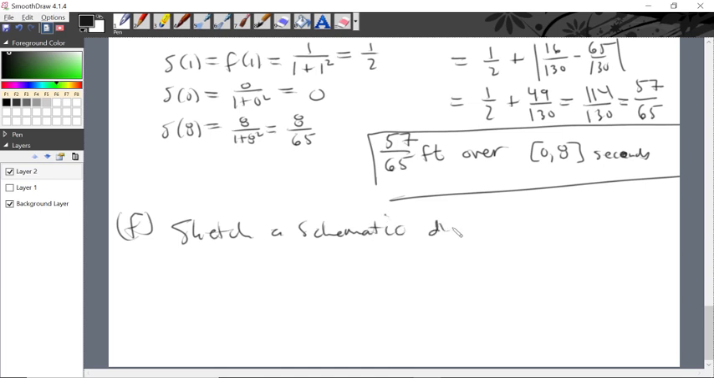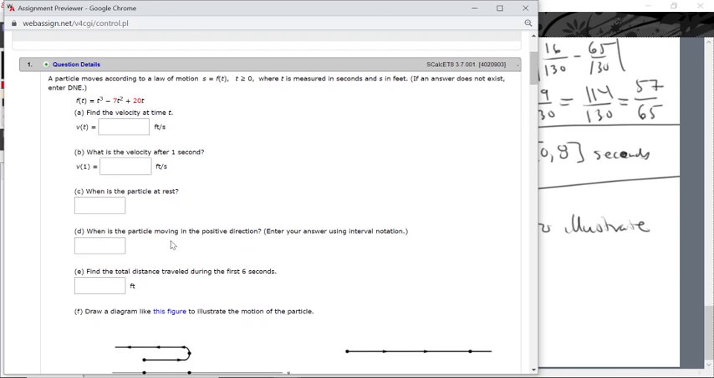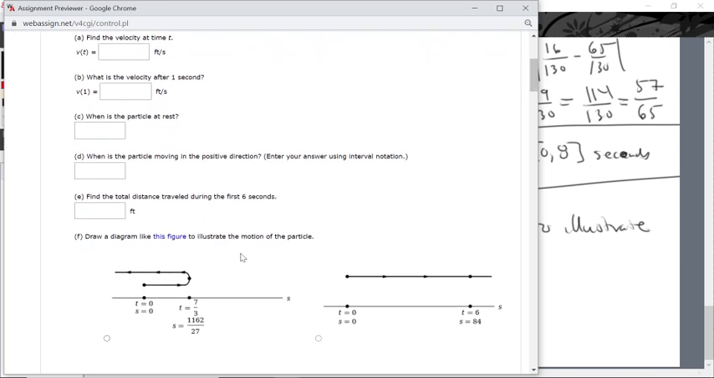Okay, schematic diagram, to illustrate the motion, right? The way it says it in your homework. Let's see, how's the homework say? Draw a diagram like this figure to illustrate the motion of the particle.